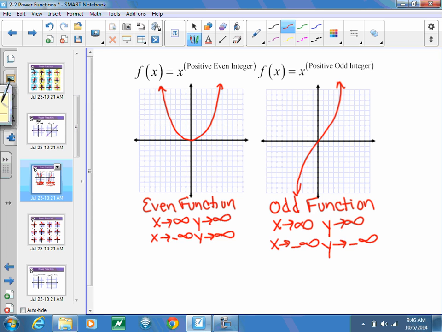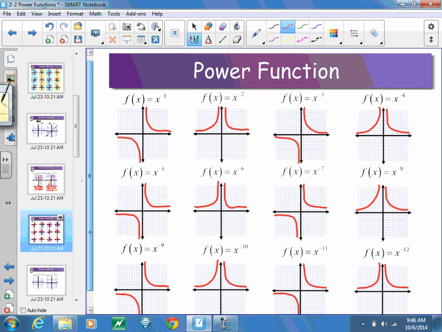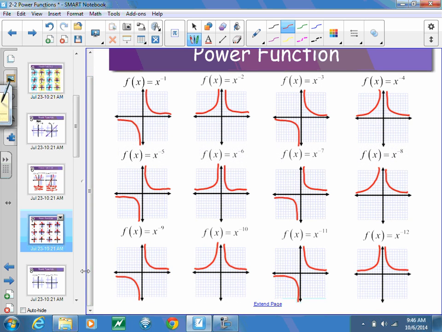Now let's take a look at what happens when you have negative whole numbers for your power functions as your exponents. So I have x to the negative 1, which is the same thing as 1 over x. X to the power of negative 2 is 1 over x squared. X to the power of negative 3 is 1 over x to the third, and I continue with this, 1 over x to the fourth, and so on.